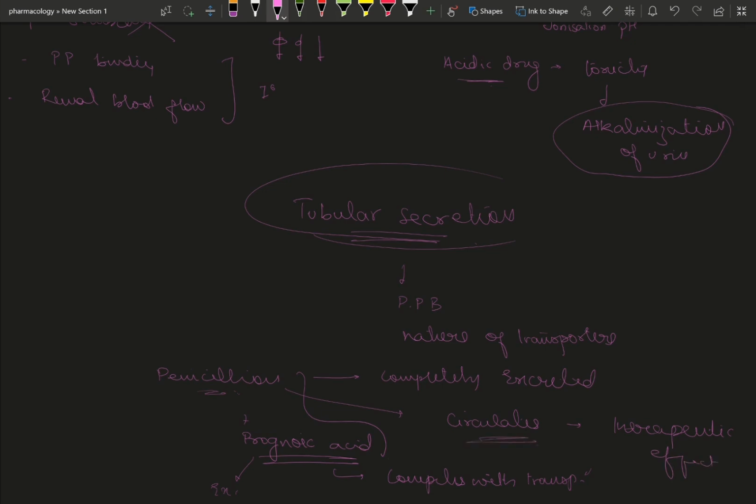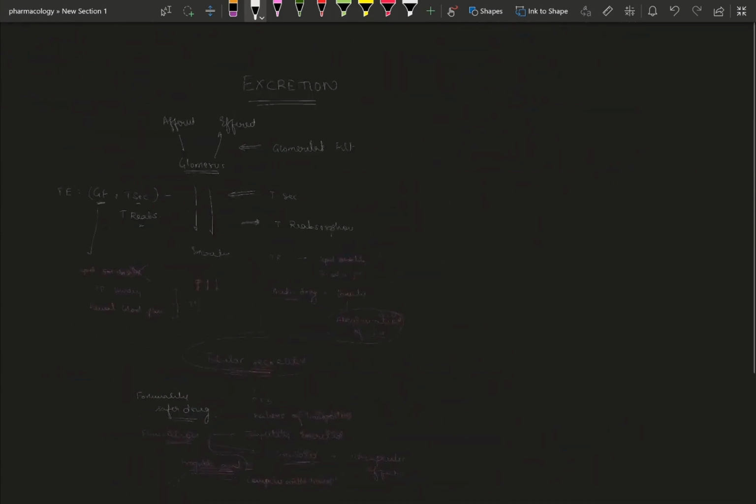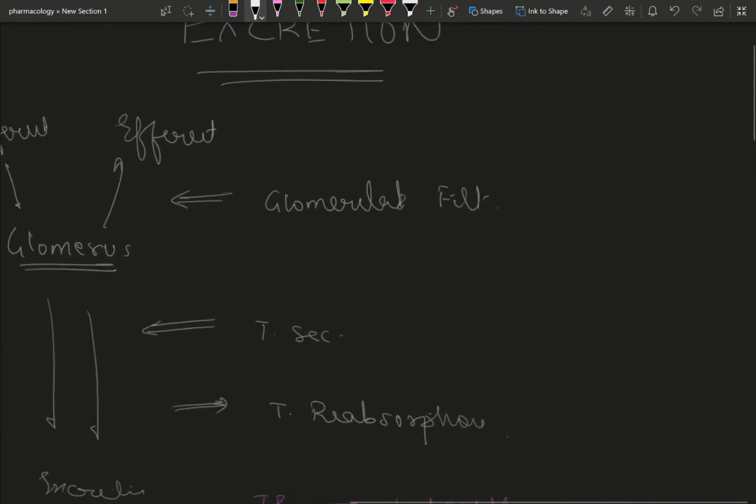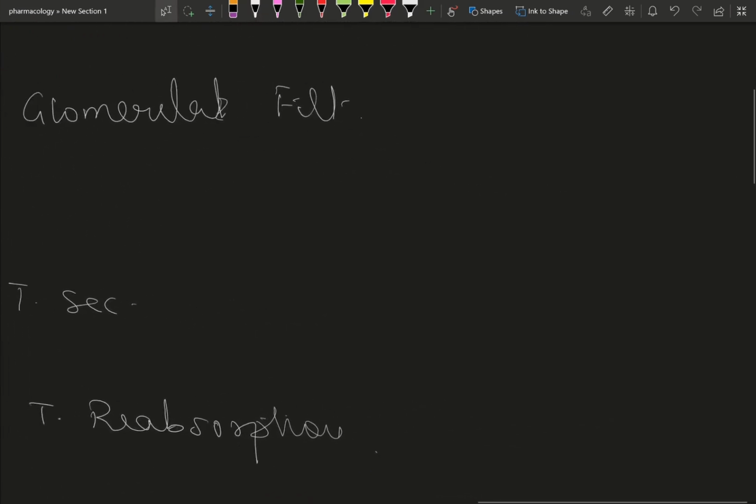But this is not the case here. You must remember this. We are very fortunate that penicillin is a safe drug. Remember this, that penicillin is fortunately a safe drug. Therefore, we do not develop any toxicity owing to this phenomenon. So we can safely administer probenecid and penicillin together without having toxic effects.